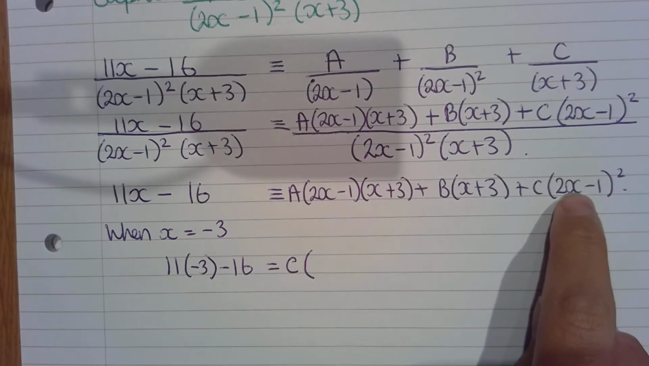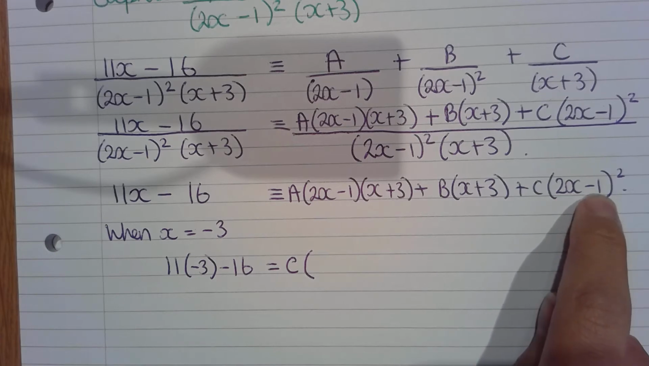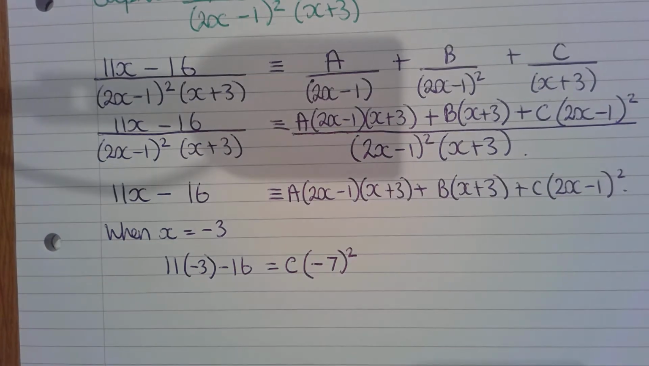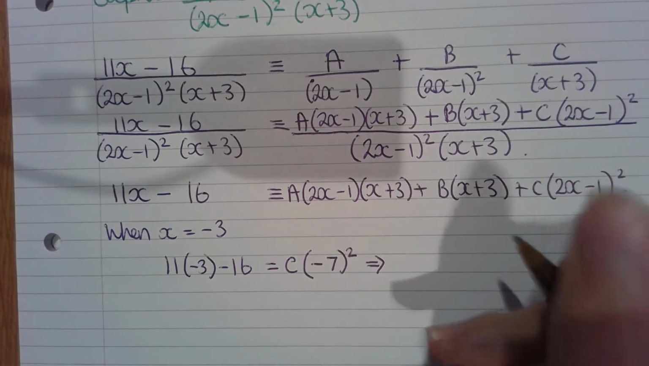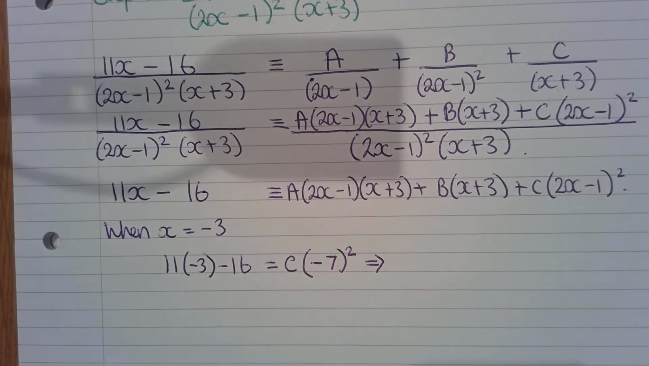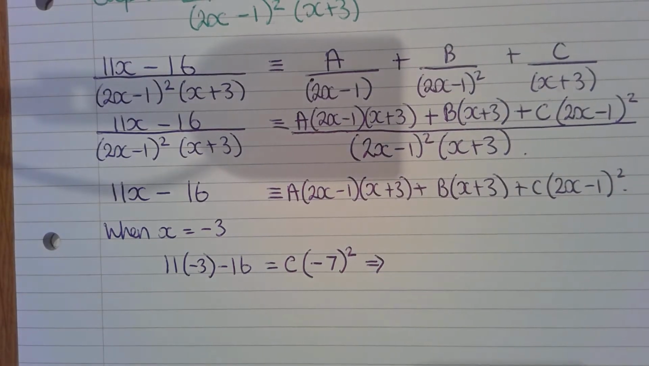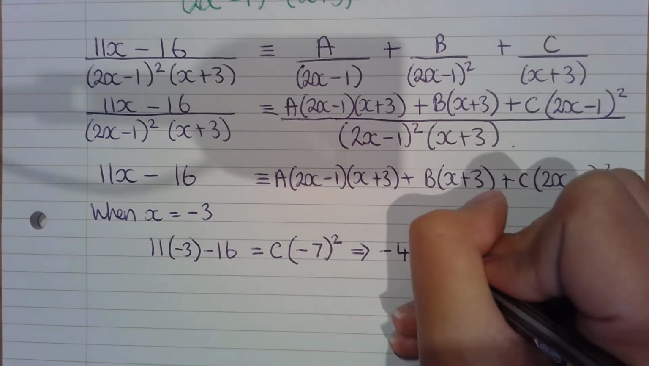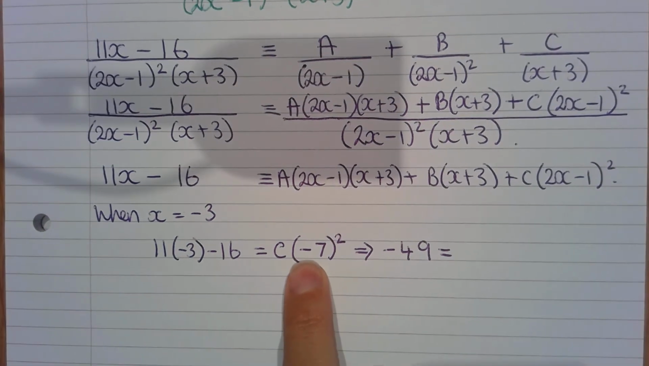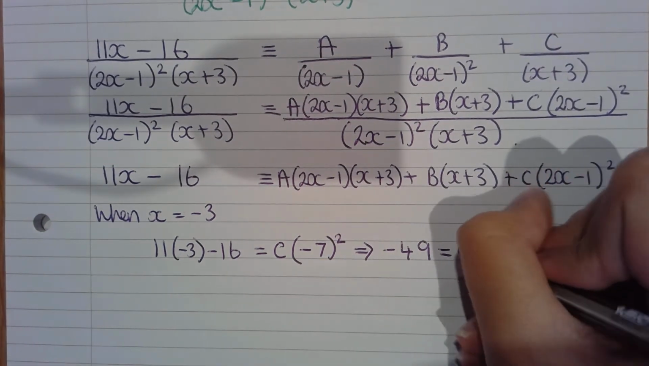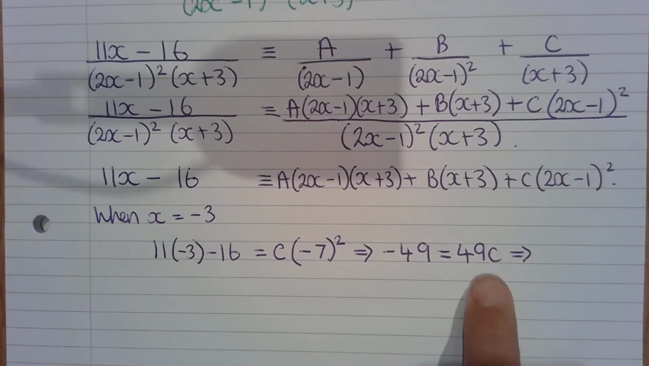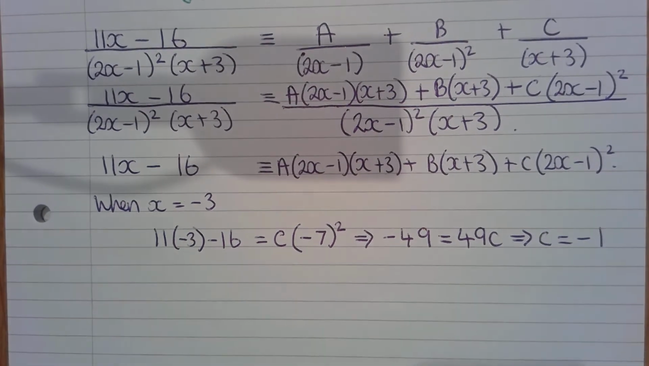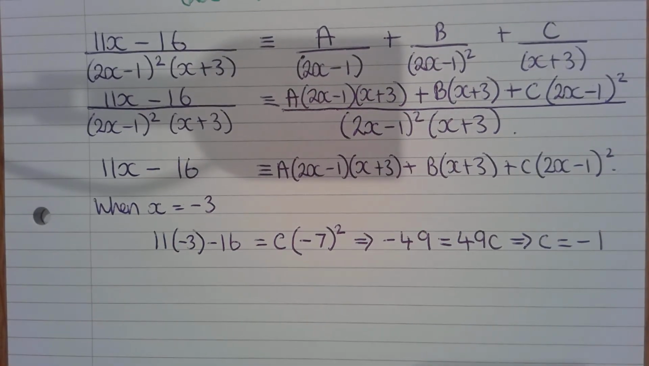So two lots of negative 3 is negative 6, take away 1, it's negative 7 squared. So 11 times negative 3 is negative 33, take away 16 is negative 49, equals negative 7 squared is 49, so I've got 49c, so c must equal negative 1. Okay, so we've managed to find our first value.